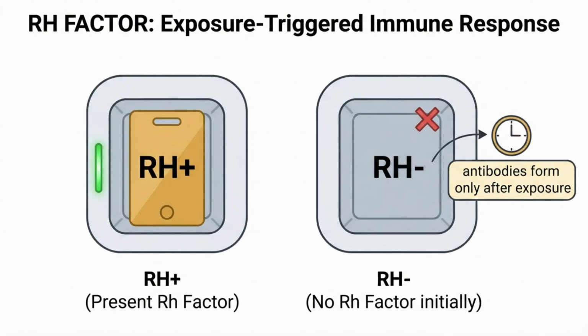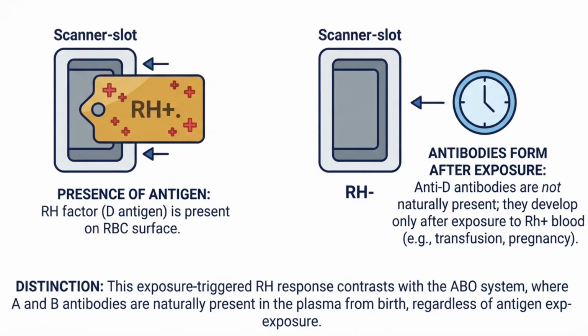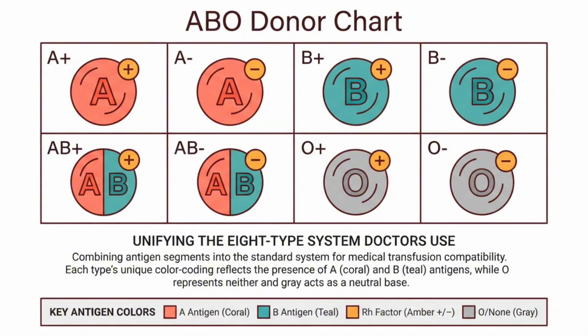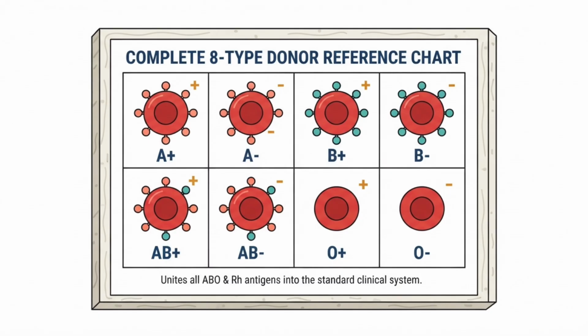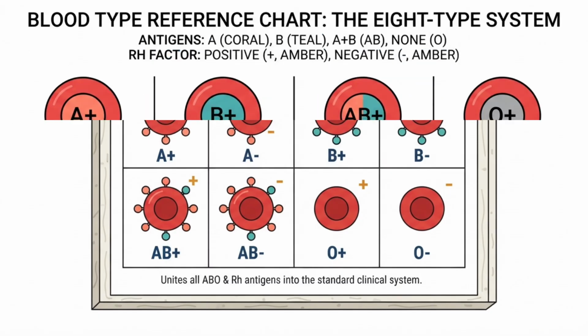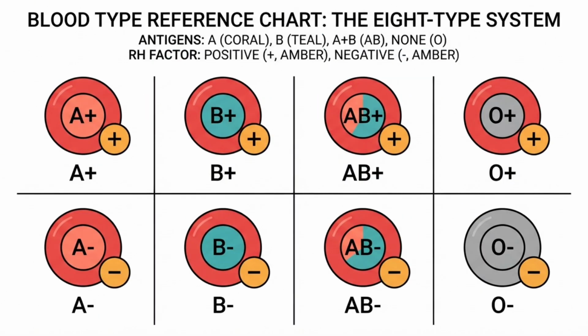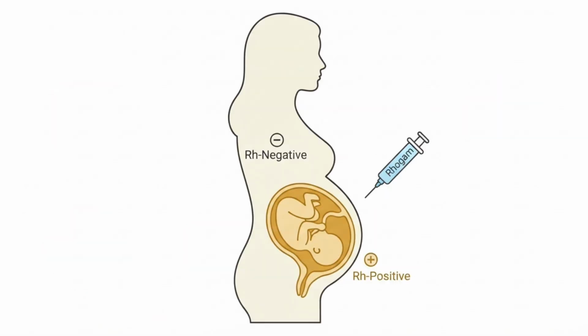This is why Rh combines with ABO to create the familiar 8-type system doctors reference on donor cards, from O negative to AB positive. The real-world anchor is pregnancy. If an Rh-negative mother carries an Rh-positive baby, her immune system can build antibodies against the baby's Rh protein after exposure to its blood, which is why Rh-negative mothers routinely receive a preventive treatment called RhoGAM during pregnancy.